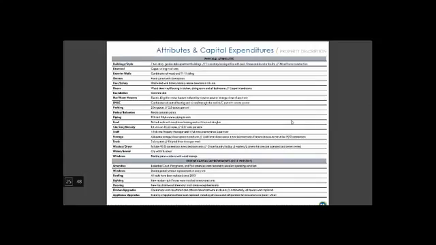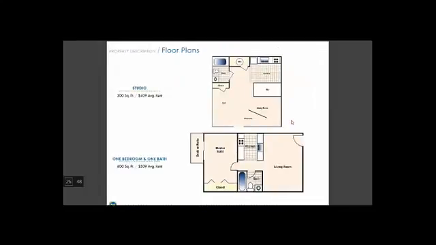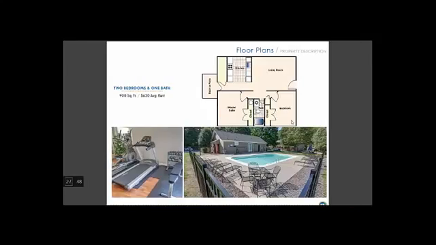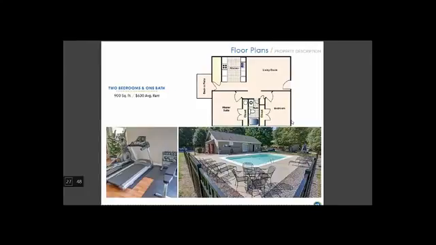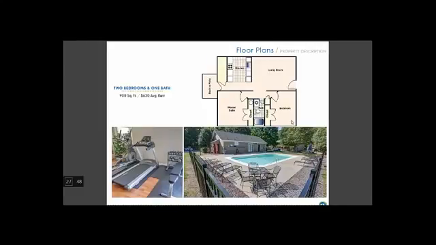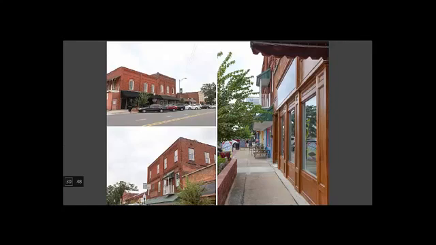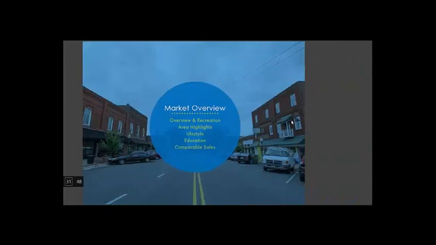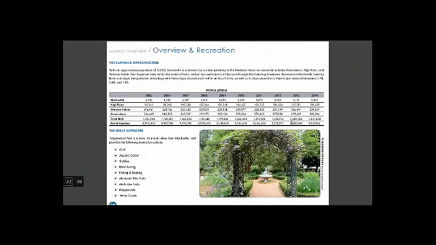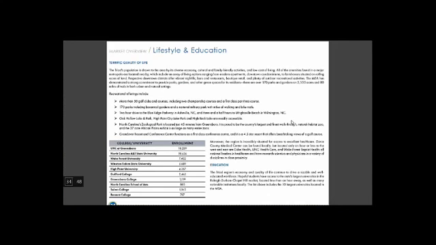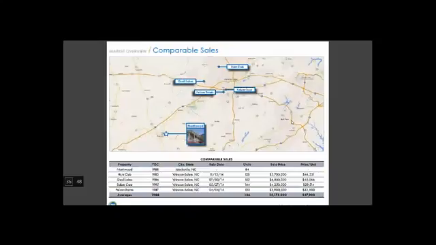Great. Physical attributes. I'm not going to go through all of this with you right now, folks. Good stuff. Here's some nice studio, 1 bed 1 bath, 2 bed 1 bath. Nice crystal pool. If you haven't noticed, folks, everything has a crystal pool. Then let me see. This shows you the site plan. Beautiful, pretty. Okay, market overview. Geez, I don't care about this stuff right now. This is all going to be very good when I go to do my analysis.